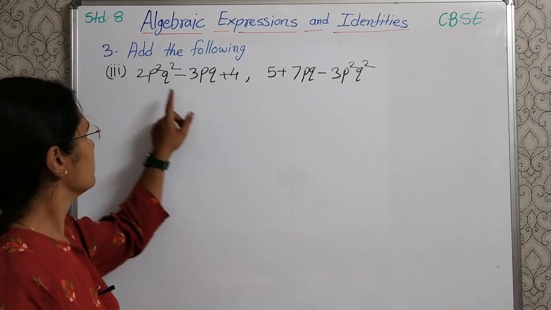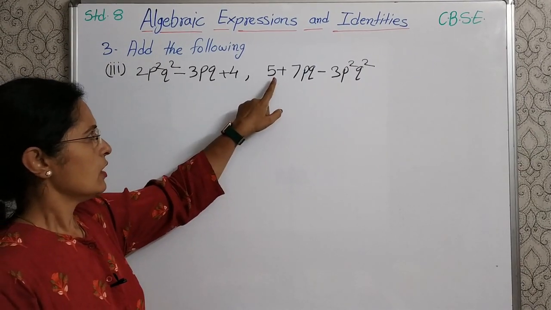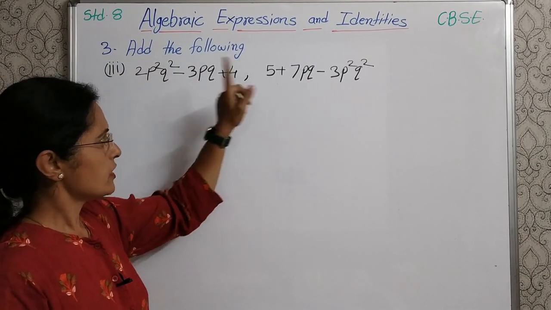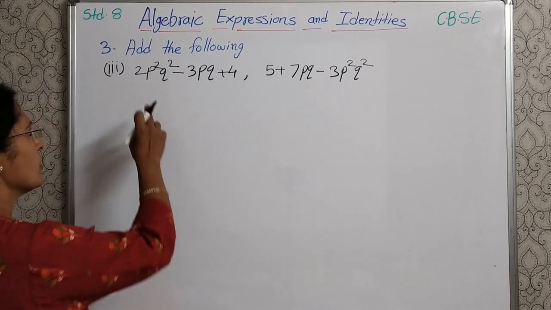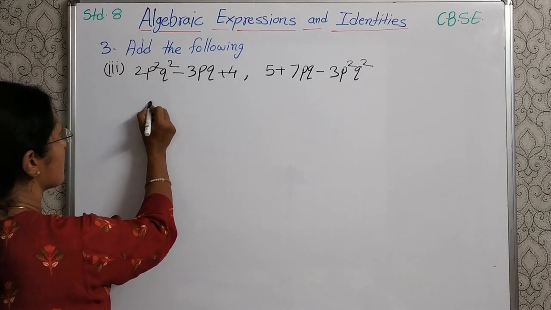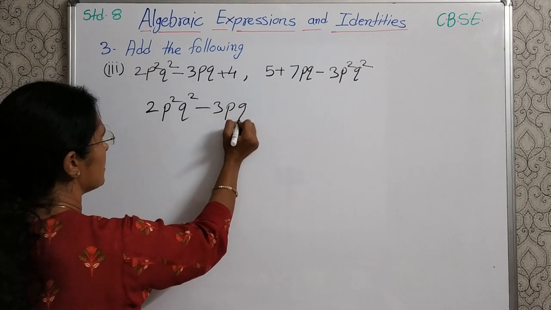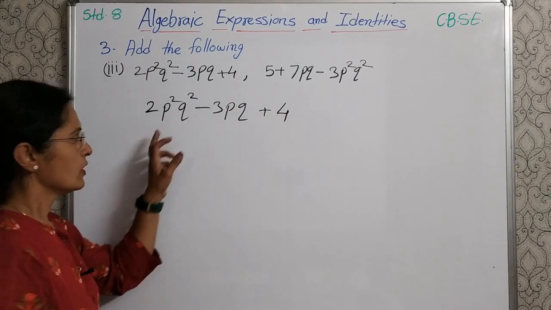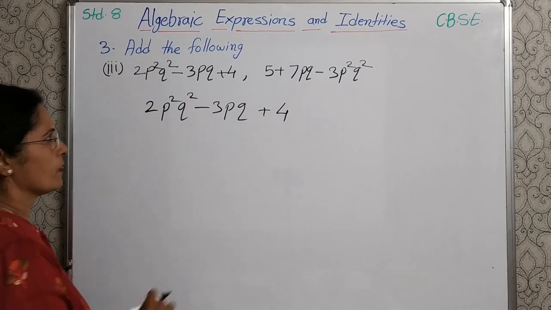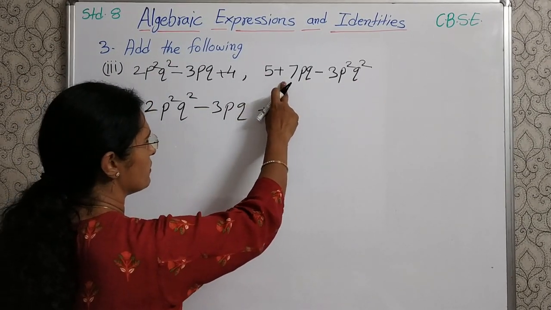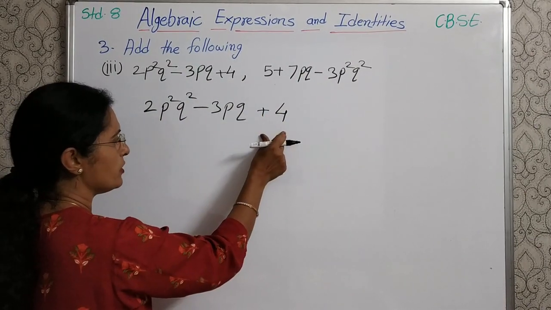Now the third sum, 2p square q square minus 3pq plus 4. Add in this expression, add this 5 plus 7pq minus 3p square q square. First we'll write this expression 2p square q square minus 3pq plus 4. In this we will add the second algebraic expression. Now here plus 5 plus 7pq minus 3p square q square. So first this 5 will write below 4.